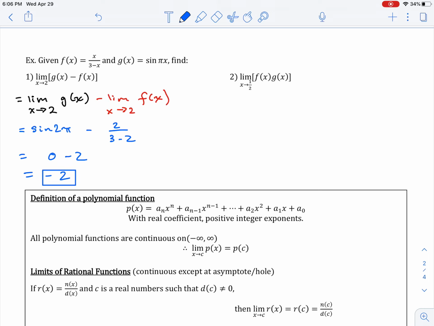And again, this is so much easier working with 0 minus 2 than it is trying to figure out what f of x, or excuse me, g of x minus f of x would be. Okay, let's try another example.